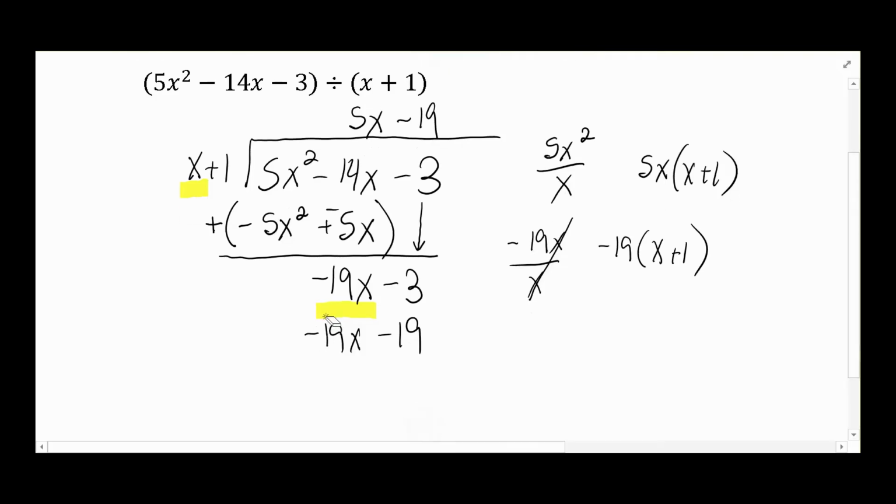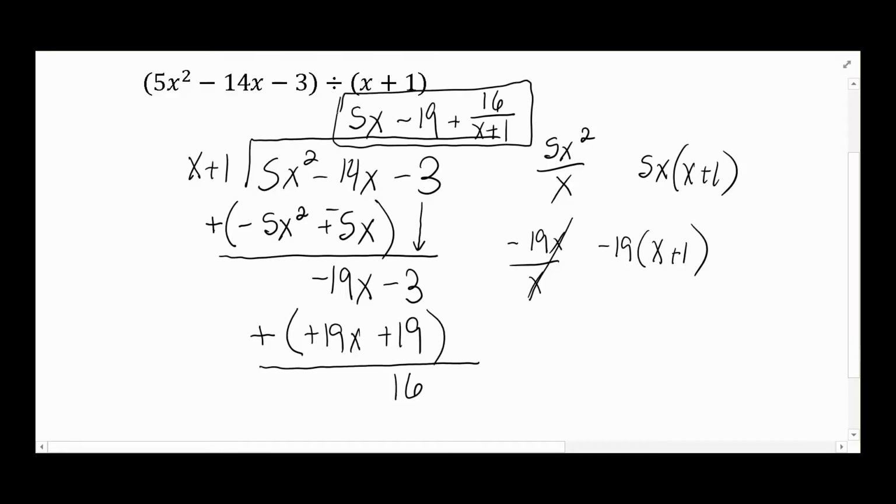Now with that, we move on to our subtraction step. But again, we're subtracting that entire thing, so we put parentheses around it. I distribute that negative to both terms, and 19 minus 3 is just 16. And that 16 is my remainder. I'm going to write that by adding 16 over x plus 1.